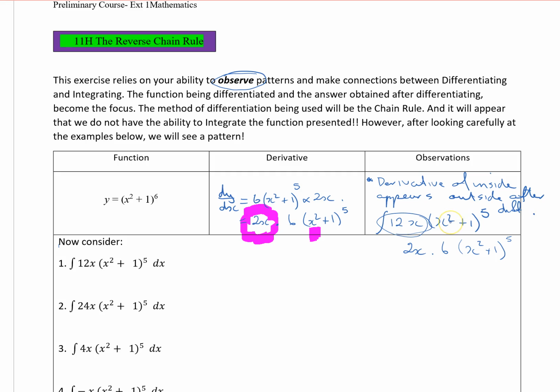And okay, so if I was asked, let's have a look at these examples. I'm asked to find the integral of 12x, x squared plus 1 to the 5th. That's just the one we've done. And we've talked about how the 12x isn't exactly what I want, but I can see I could write it as 6 times 2x, x squared plus 1 to the 5th. And I can see now that I do have the derivative of inside the bracket on the outside, and hence the integral of this becomes x squared plus 1 to the power 6 plus a constant.